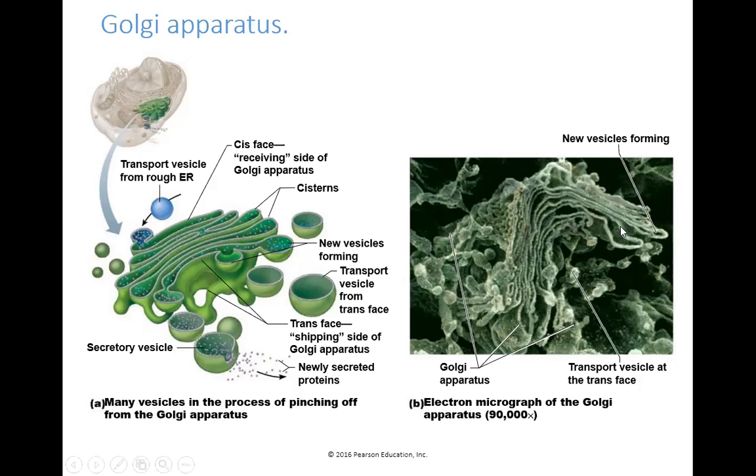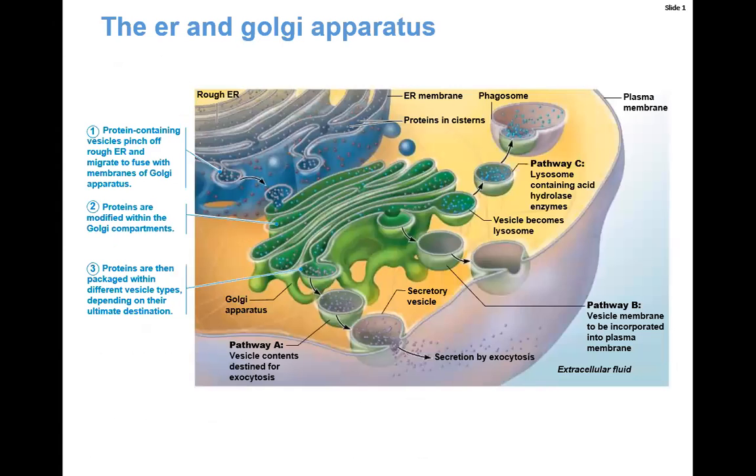And this is what it looks like for real. This is magnified 90,000 times. So it is a whole bunch of sacs folded over, and there's a vesicle right there. And this gives us our three approaches here.